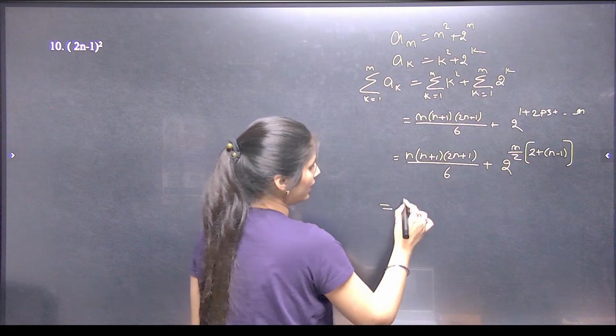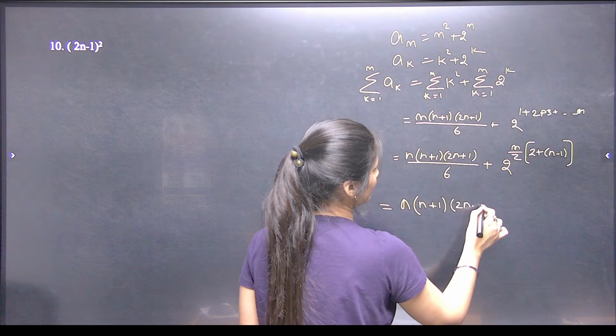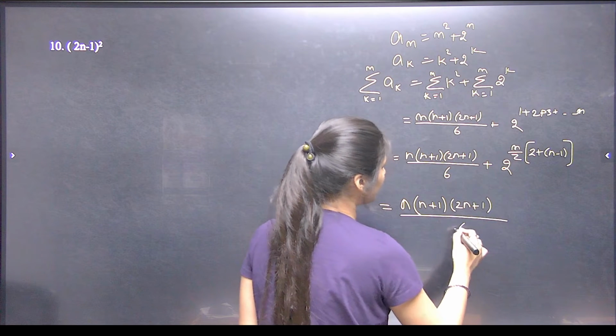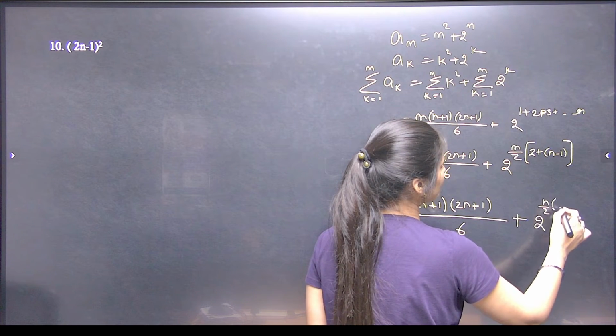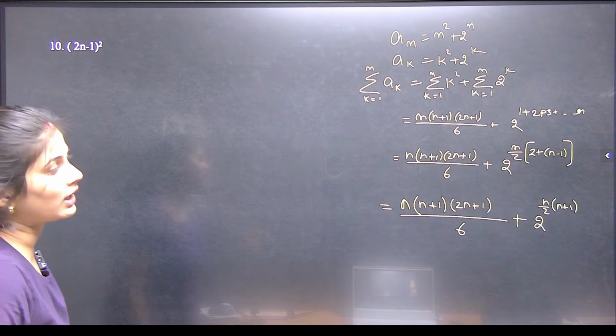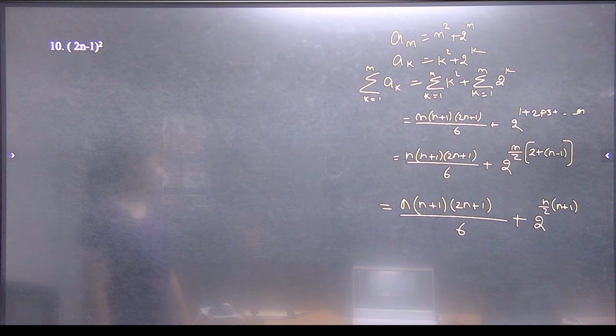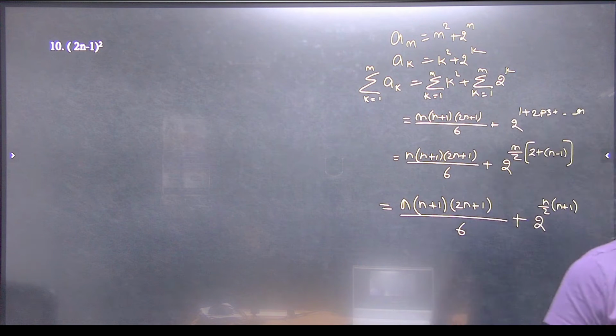So we have n (n plus 1)(2n plus 1) by 6, and here we have 2 to the power n by 2 into (n plus 1). That's it. You can leave this here only, and we will discuss next question, question number 10.